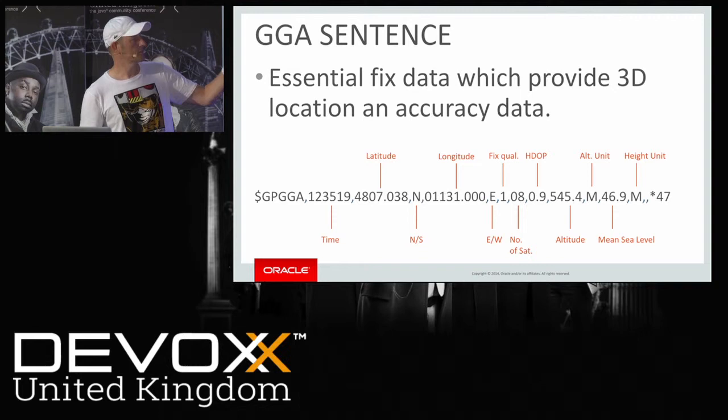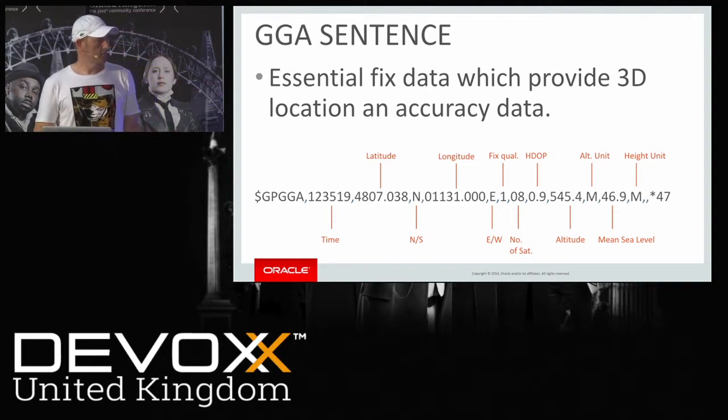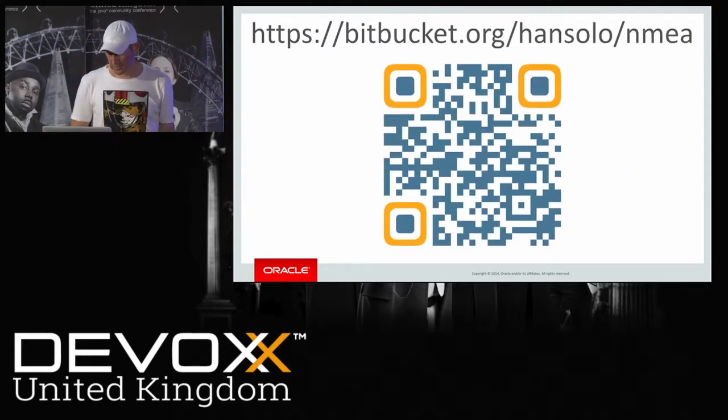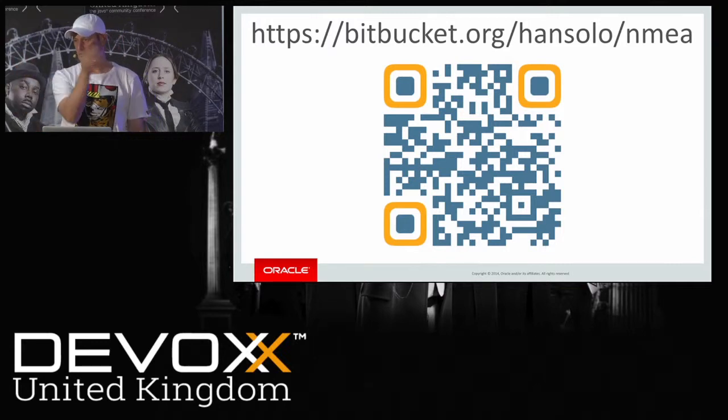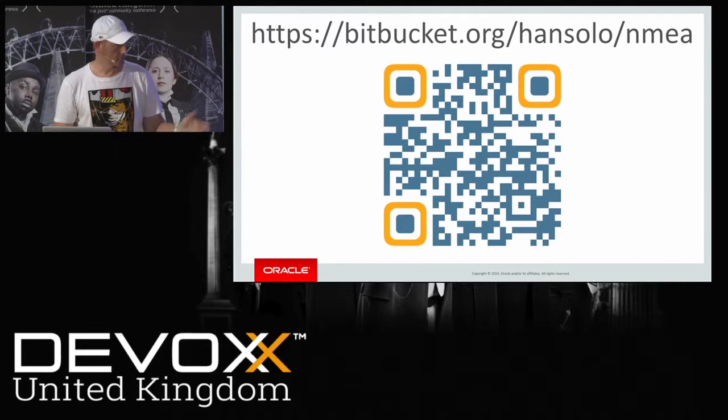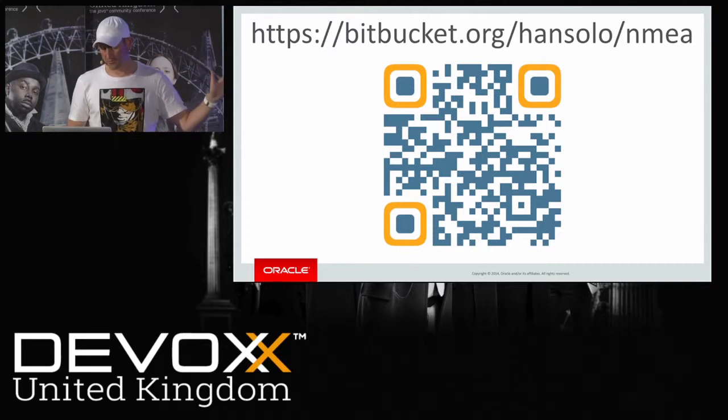So we have altitude and the unit, and then mean sea level. And again, the unit. So this is something you have to parse, and I've written a little Java library that you can find here that does it. You just have to put in the string, that's all. And then it gets out the data.